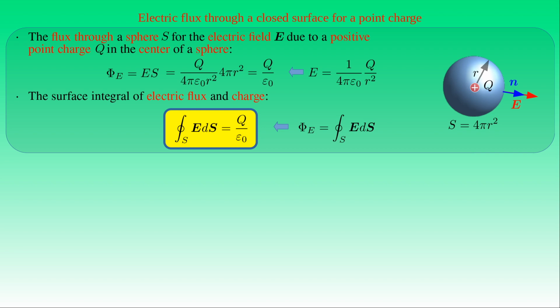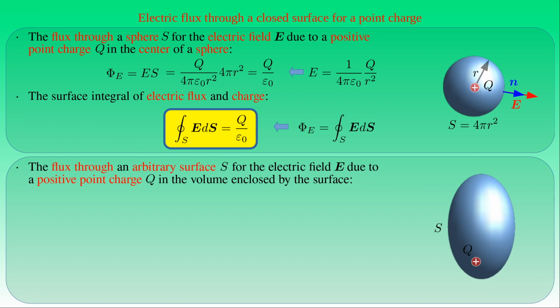If the point charge Q is inside a closed surface S of an arbitrary shape, we can calculate the flux element through an infinitesimal area element dS on the surface. The flux element d phi E is given by the dot product of the electric field E at the area element and the area element vector dS. The dot product can be written as the magnitude of the electric field at the area element, times the area dS times cosine theta, where theta is the angle between the direction of the electric field at the area element and the normal n of the area element.